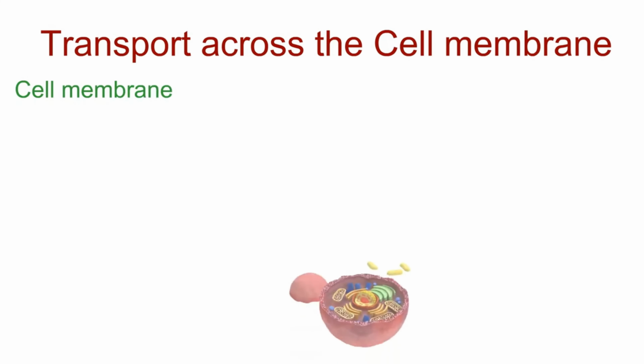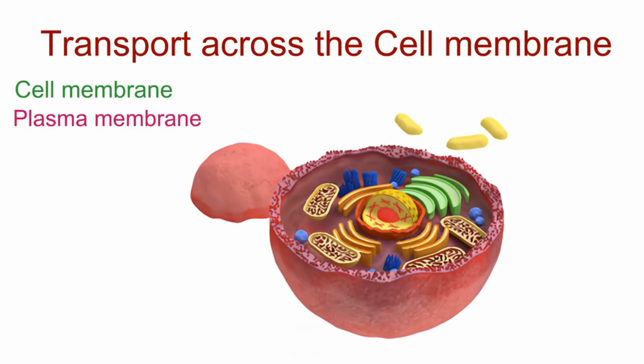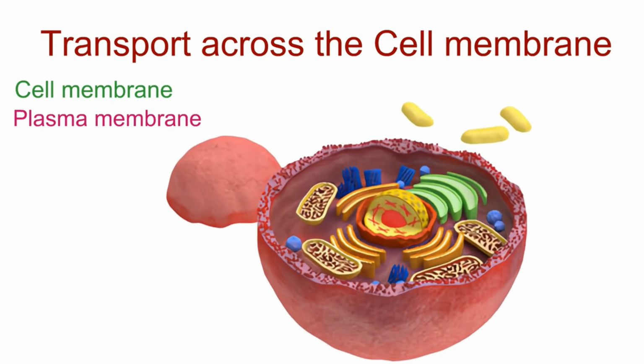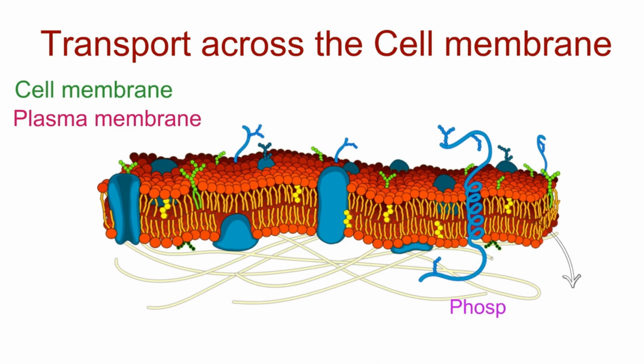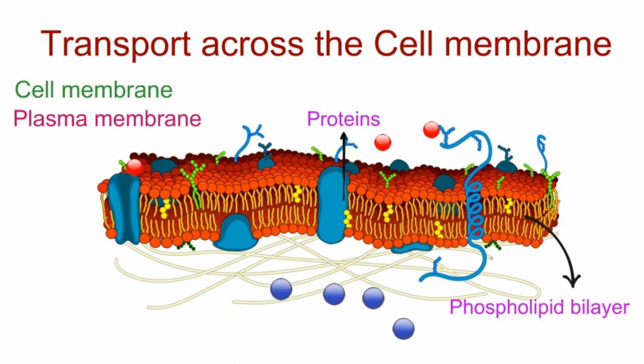The cell membrane, also known as the plasma membrane, is a fundamental structural component of all living cells. It serves as a selective barrier that separates the internal environment of the cell from the external surroundings. Composed of a phospholipid bilayer embedded with various proteins, the cell membrane plays a critical role in controlling the passage of substances in and out of the cell.